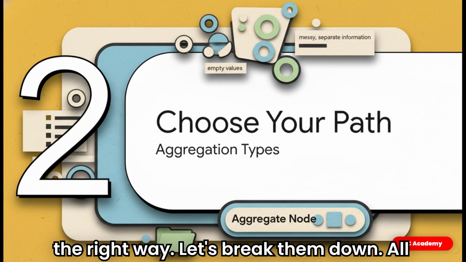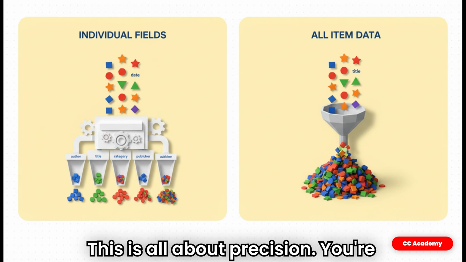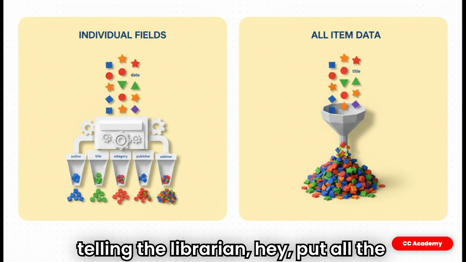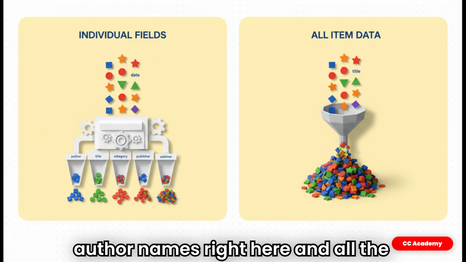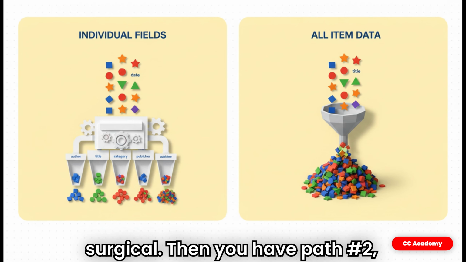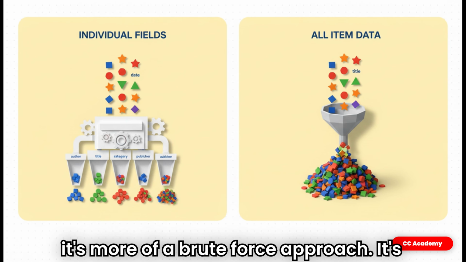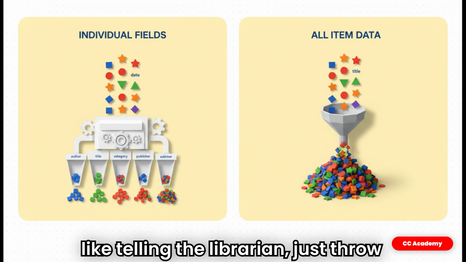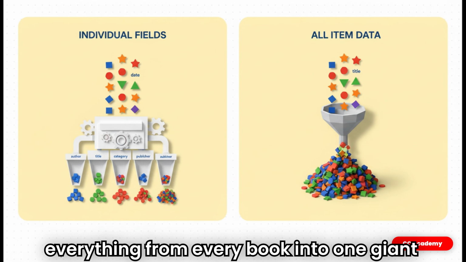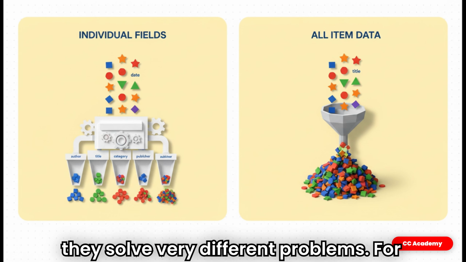Let's break them down. All right, path number one is individual fields. This is all about precision. You're telling the librarian, hey, put all the author names right here and all the publication dates over there. It's surgical. Then you have path number two, all item data. This is, well, it's more of a brute force approach. It's like telling the librarian, just throw everything from every book into one giant box. Both are useful for sure, but they solve very different problems.